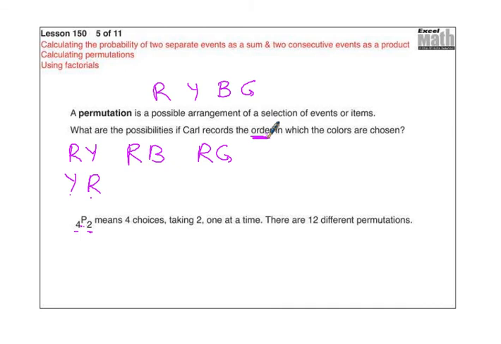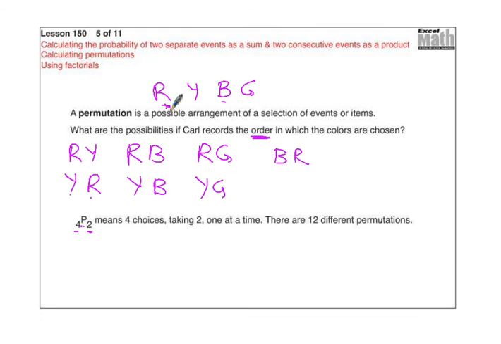Okay, so picking yellow first is different than picking red first if we're keeping track of the order that you pick the marbles in. Then we could do yellow with blue, good. Then yellow with green in that order. Okay, now we go to, what's the next item? Blue. Blue with green, yellow.